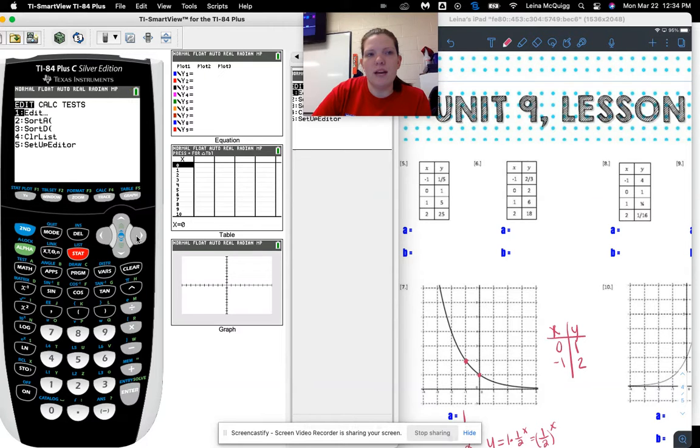And then we're going to stat, go over to calc, down to 0, and hit enter. I'm going to go down to calculate and hit enter again. So my a value here is 1. My b value is 5. So my equation for this would look like y equals 5 to the power of x.